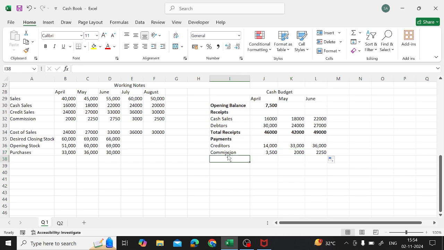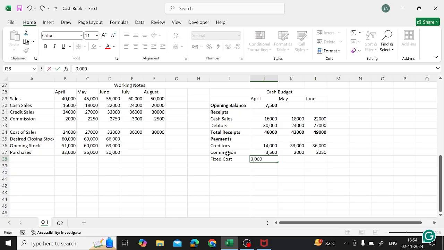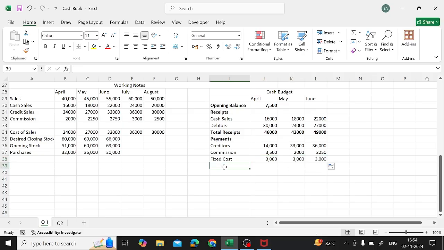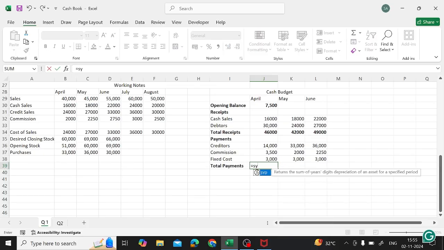Finally, you have the payment of fixed cost. Fixed cost is 5,600 per month and 2,000 of it is depreciation. Depreciation is non-cash, so we will take only 3,600 for all the 3 months. Now this is total payments, equal to the sum.